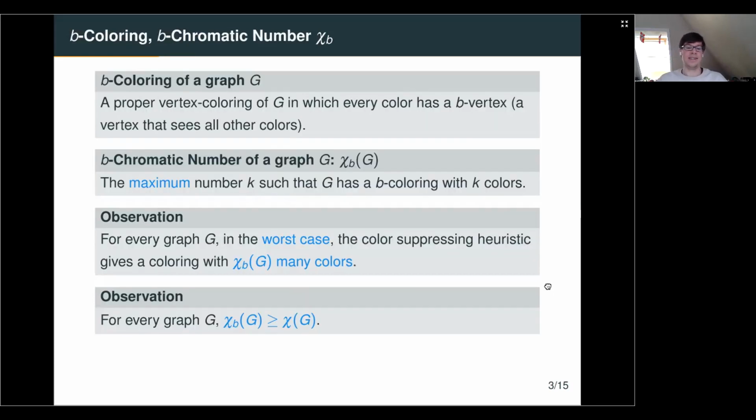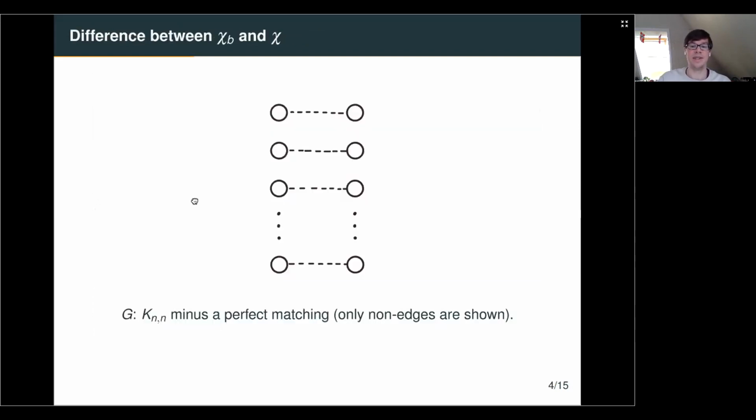So now we have seen that the B-chromatic number is always at least the chromatic number of a graph, but how big can this difference be? It turns out that this difference can be arbitrarily large. So let's look at this example graph, which is a complete bipartite graph on n vertices each, and we remove a perfect matching. In this picture, I only drew the non-edges here with these dashed edges, and all the other possible edges are present between the classes, of course.